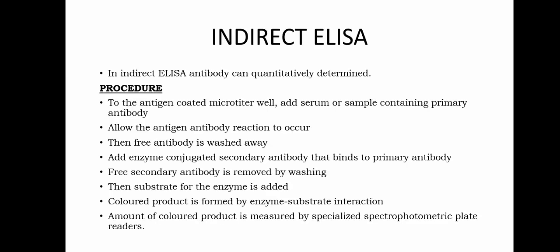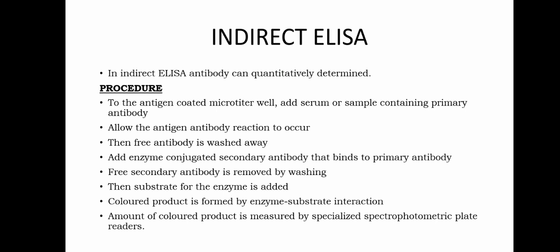Second one is indirect ELISA. Indirect ELISA is mainly used to determine the concentration of antibody. In the indirect ELISA, the microtiter well is coated with an antigen, and to this antigen coated microtiter well, primary antibody is added and allowed to undergo the antigen antibody reaction. And then the free antibody is washed away.